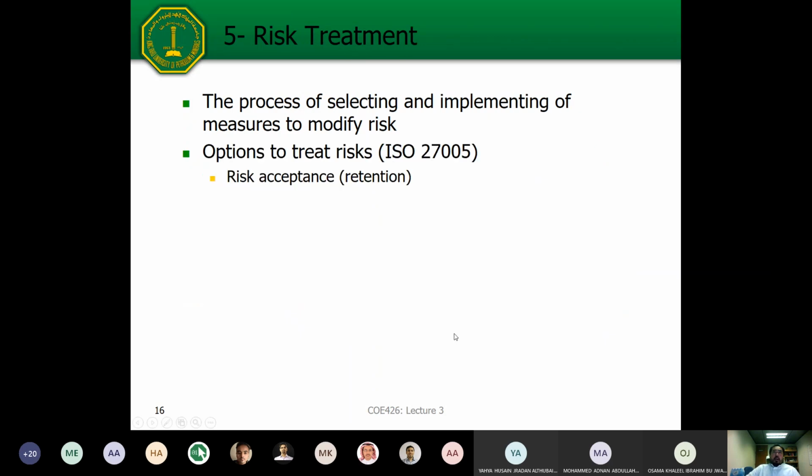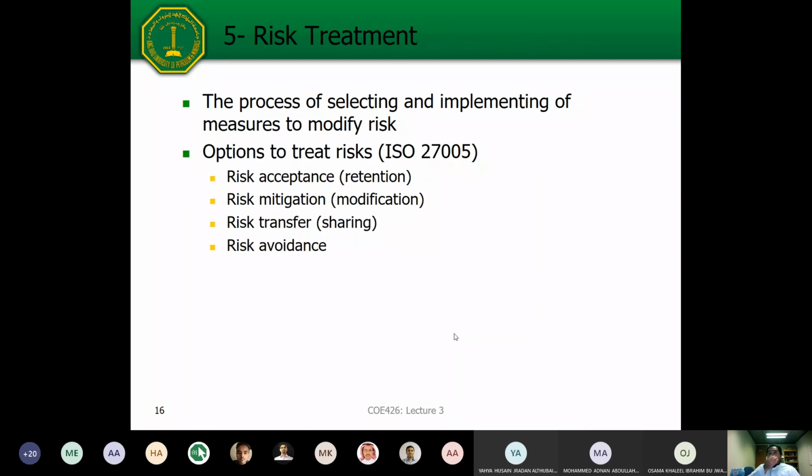Now, after the risk assessment, there is a step called risk treatment. So how are you going to treat the risk if it happens? There are four ways agreed on. Risk acceptance, or risk retention, as I mentioned. For example, if some damage happened in terms of privacy leakage, the company will take responsibility.